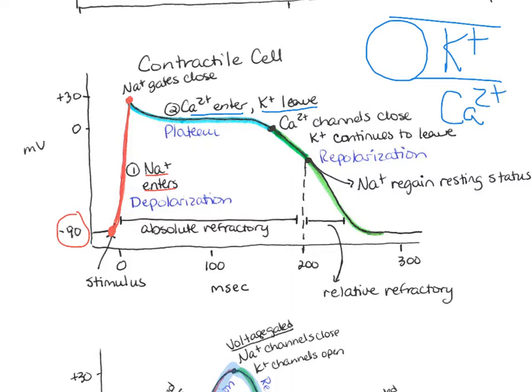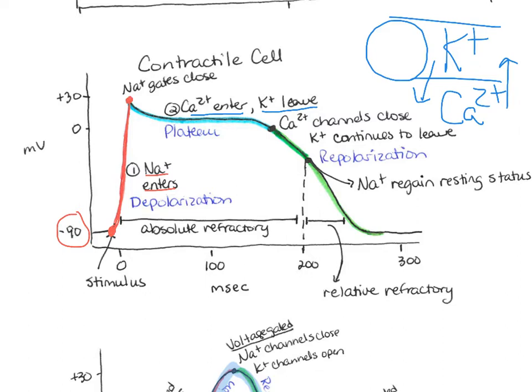So our sodium channels have closed, the calcium channels have opened, and the potassium channels have opened. Calcium's going to want to move in. It's going to go down its concentration gradient. Potassium wants to move out. It's going to go down its concentration gradient, all right?